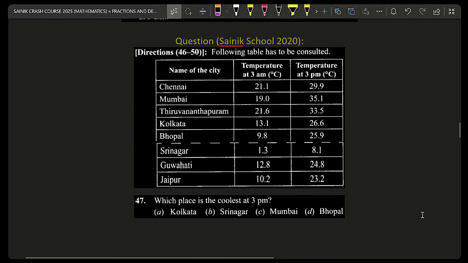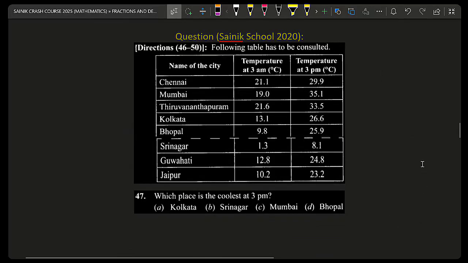From the same table, the next question is, which place is the coolest at 3 p.m.? Kolkata, Srinagar, Mumbai, Bhopal. Who will give the answer for this? Vishwajit, can you give the answer for this? Which place is the coolest at 3 p.m.? Vishwajit, coolest means less temperature or more temperature? Less, sir. Where is the less temperature at 3 p.m.? Srinagar. Srinagar, very good. That is option B.